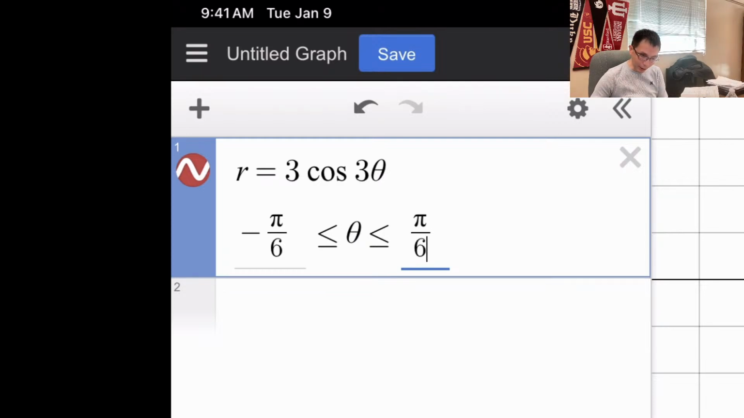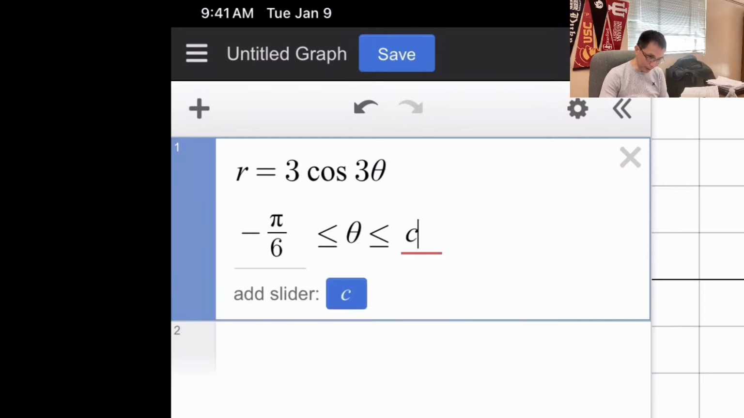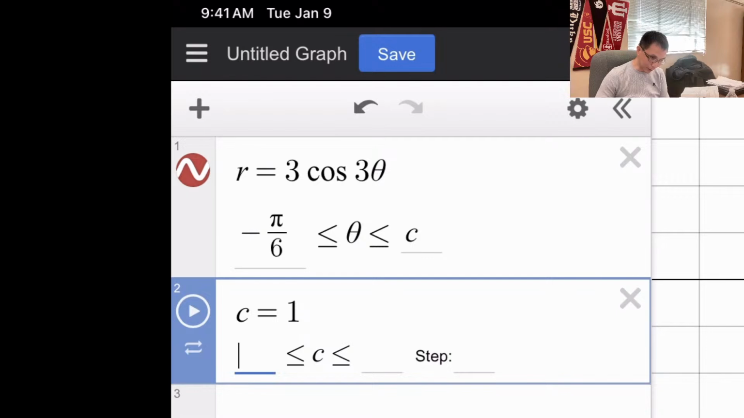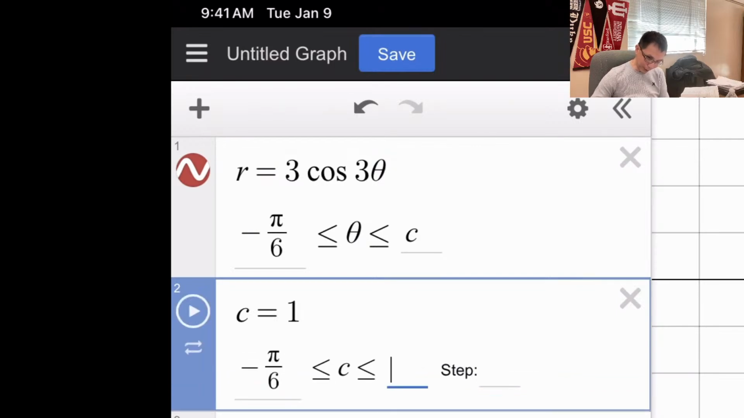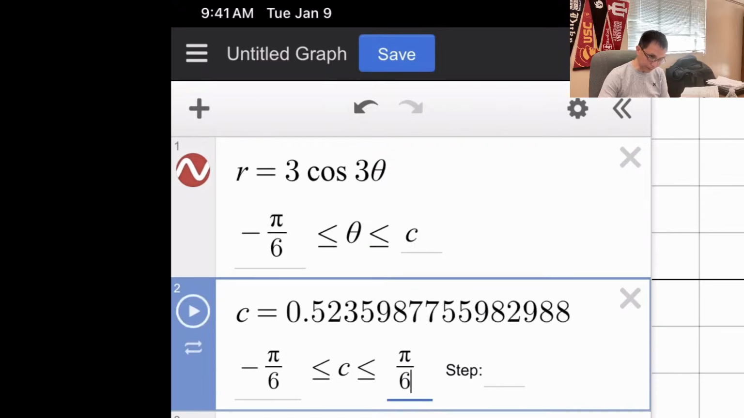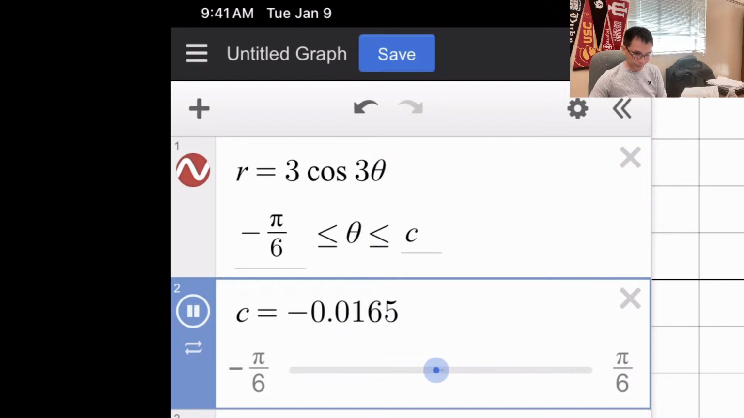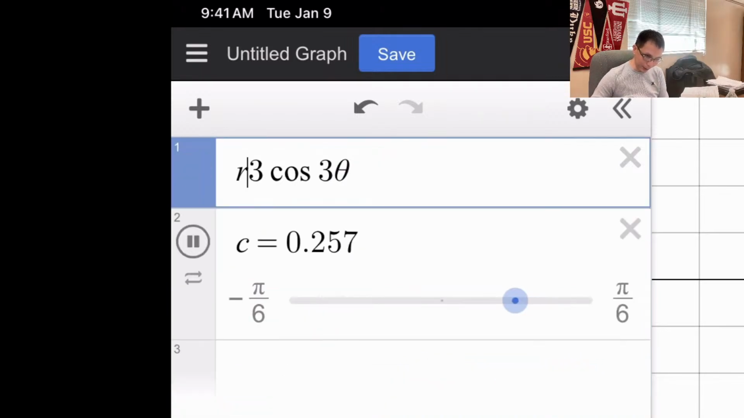And if you want to see how the 1 petal is formed, then I'm going to add a curve from negative pi over 6 to pi over 6. Do you see that? And if you want to see how the accumulated area is going to be.